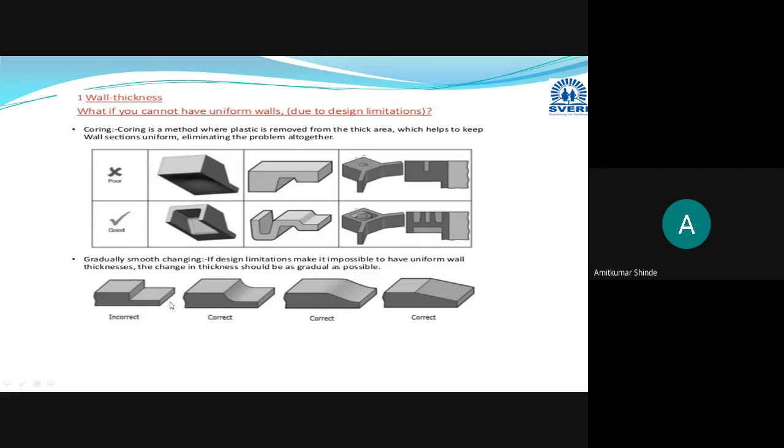And in the second way, if design limitations make it impossible to have uniform wall thickness, then the change in thickness should be gradual. As far as possible, it should be a gradual change. Instead of a sudden change, give it a gradual change in thickness in this way. You can go for a taper also. Go for a direct taper, or you can provide a gradual decrease with a radius at the corners. These are the correct designs, and this is the incorrect design. In this way, you have to modify it.